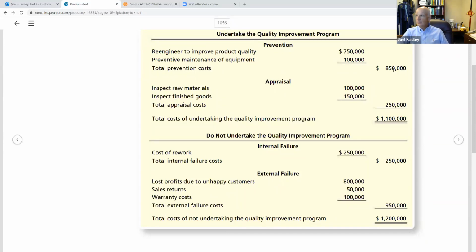But look at the cost there. Of course, they're showing they're spending $850,000 up front. Well, the thinking is if I spend more up front, I'm going to have less appraisal, less internal failure, and less external failure. But the external failure is still very high, isn't it?